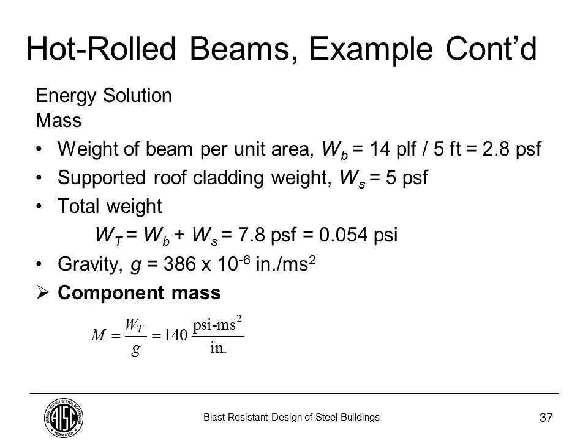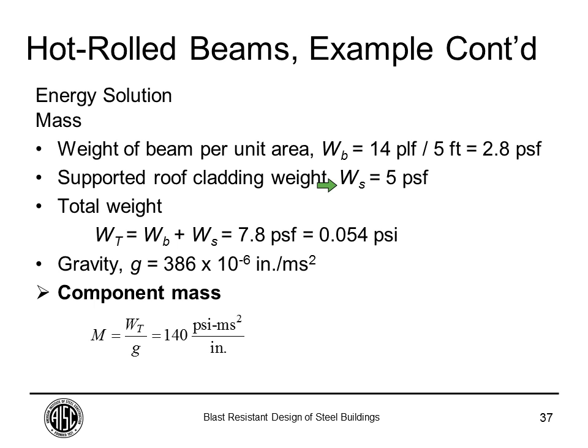So for this beam, we know the self-weight is 14 pounds per linear foot, but we're saying our tributary width is 5 feet, which is the spacing. So that gives us a weight per unit area of almost 3 psf, 2.8 psf. On top of that, we have the supported roof cladding weight, which is 5 psf.